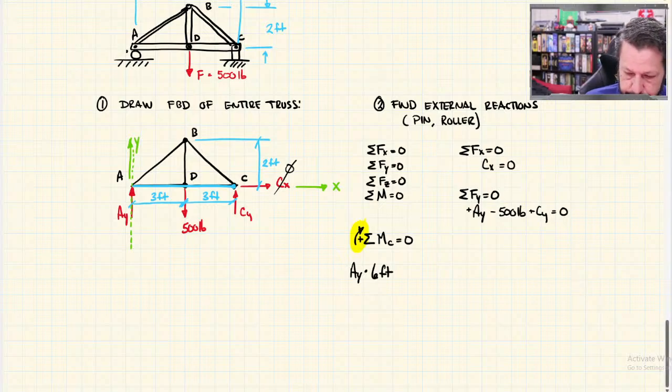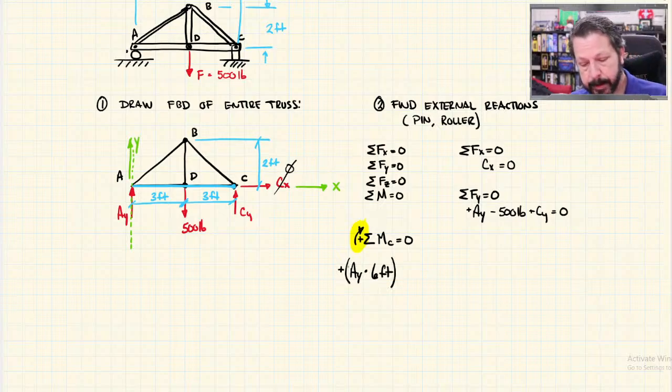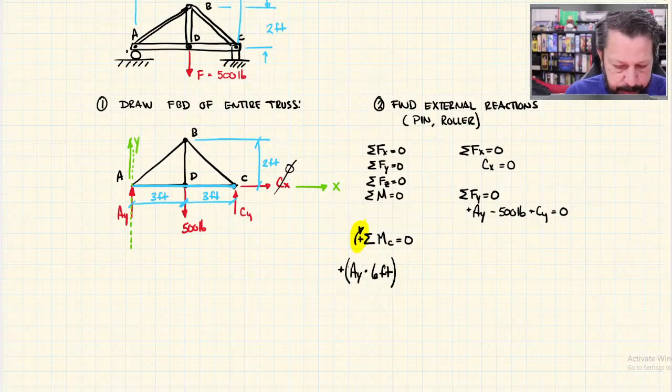Whoops, let's not write it in red though. Gets a positive sign. Okay. The next term, so I'm satisfied with AY. The next one, I'm just going left to right. So the next one is 500 pounds.